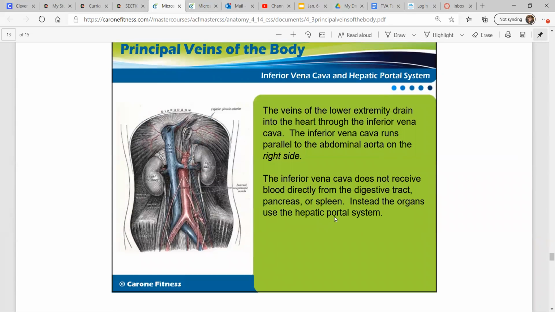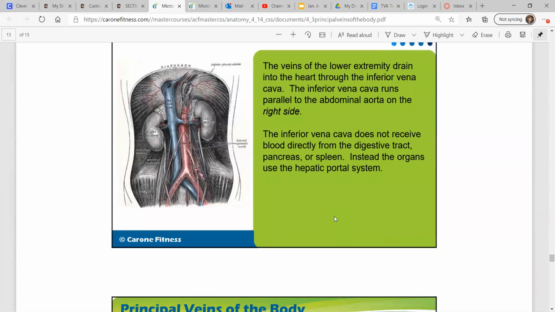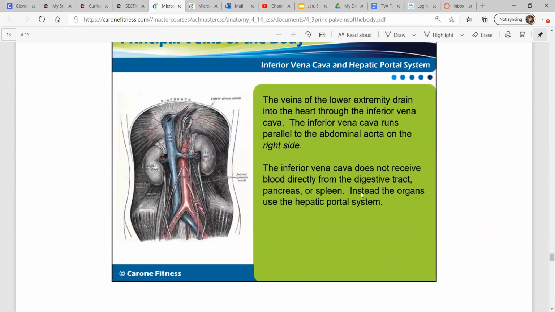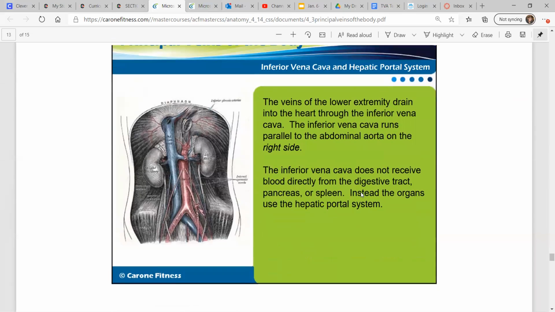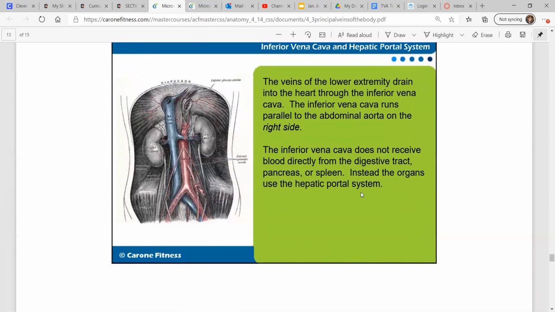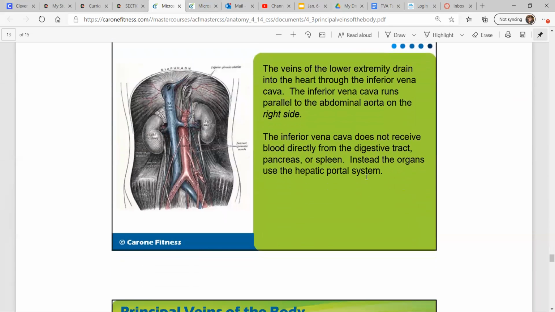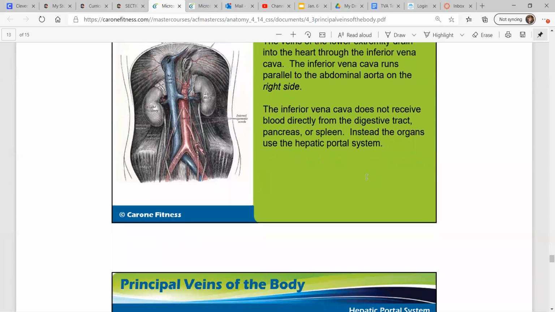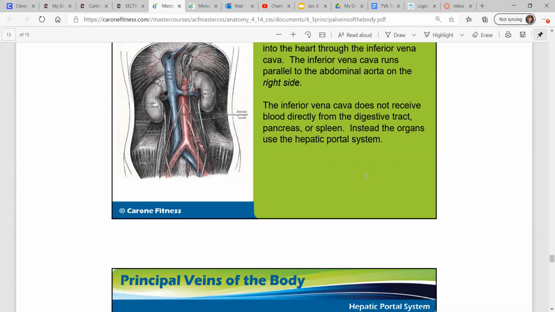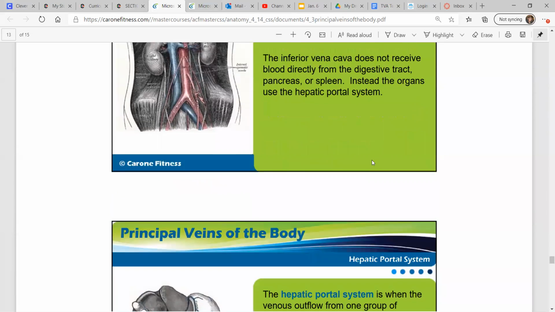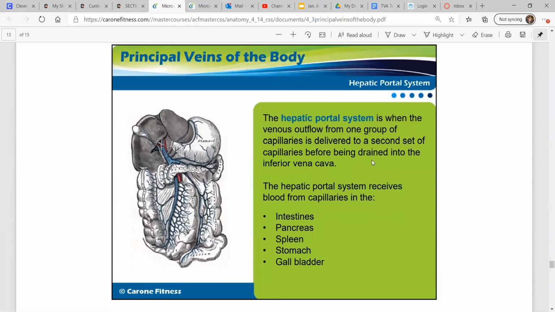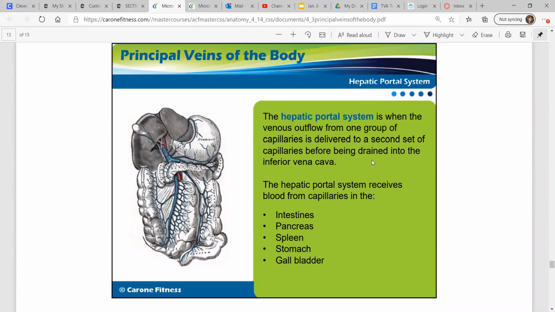The veins of the lower extremity drain into the heart through the inferior vena cava. The inferior vena cava runs parallel to the abdominal aorta on the right side. The inferior vena cava does not receive blood directly from the digestive tract, pancreas or spleen. Instead, the organs use the hepatic portal system. And that hepatic portal system is when the venous outflow from one group of capillaries is delivered to a second set of capillaries before being drained into the inferior vena cava.